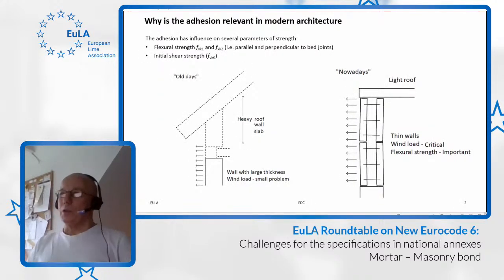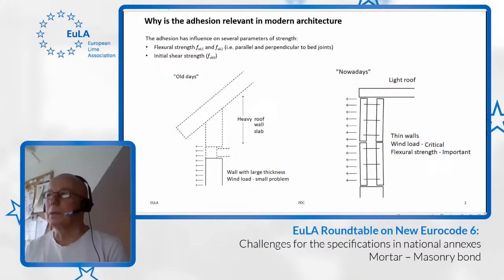So the first thing, why is adhesion relevant in modern architecture? Because in the old days, we had other kinds of constructions with heavy roofs, heavy walls, heavy slabs, and very thick walls, so wind wasn't that big a problem. But nowadays, in many constructions, we have very light roofs and thin walls, and suddenly the wind load has become critical. And the only thing to gain load capacity is actually the flexural strength.